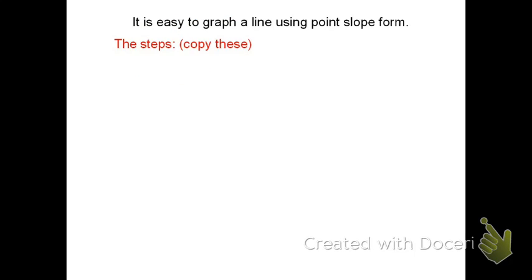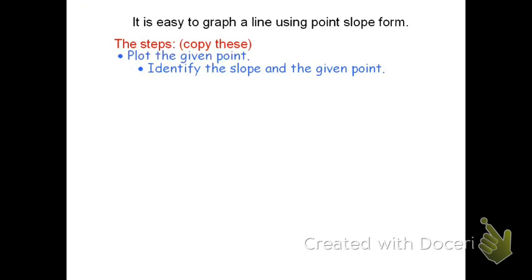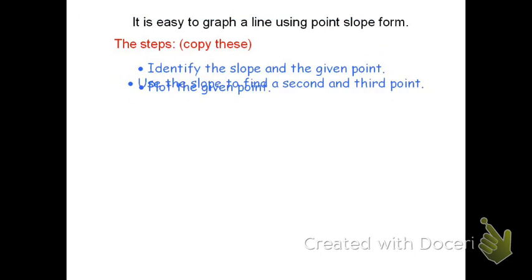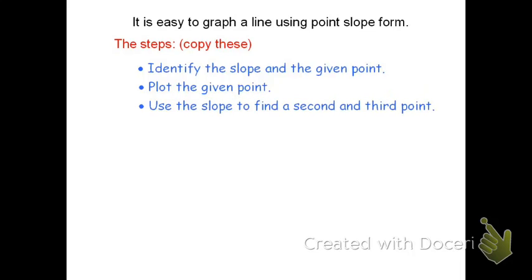First, we'd want to identify the slope and the given point. We then plot the given point, and then use the slope to find a second and third point on the line. Once we have those points, we can then use a ruler to draw the line. So again, using point-slope form, we find the slope and the given point. We plot the point that we actually know, and use the slope to find a few other points. We then use a ruler to draw the line.